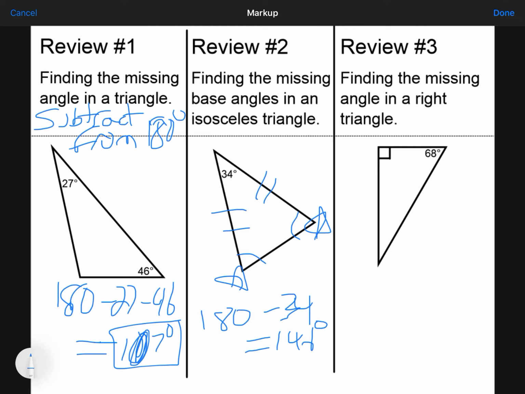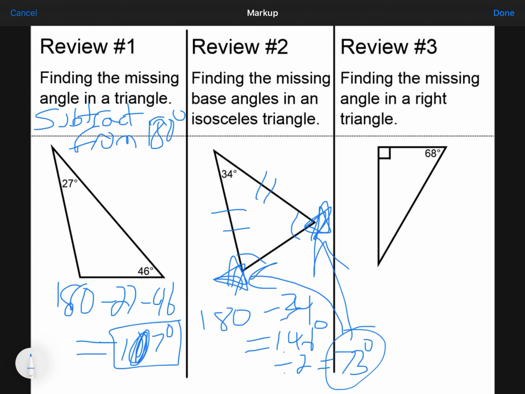We have two missing angles, one here, that total 146 degrees. You divide by 2, and you get 73 degrees, not for just one missing angle, but for both missing angles, because both missing angles are congruent. Lastly, easy: how do you find the missing angle in a right triangle?